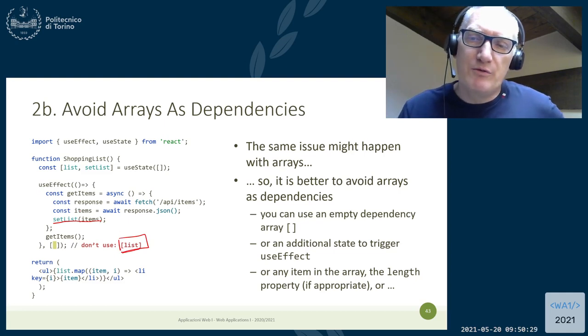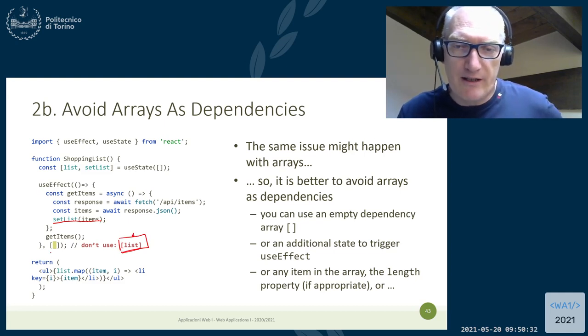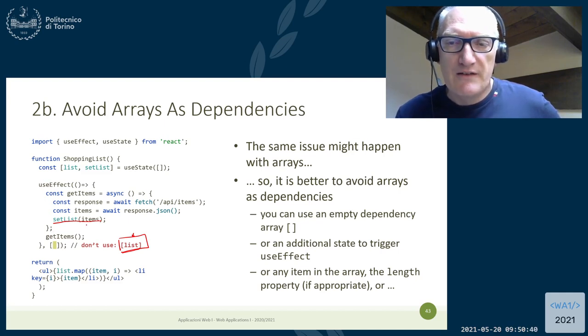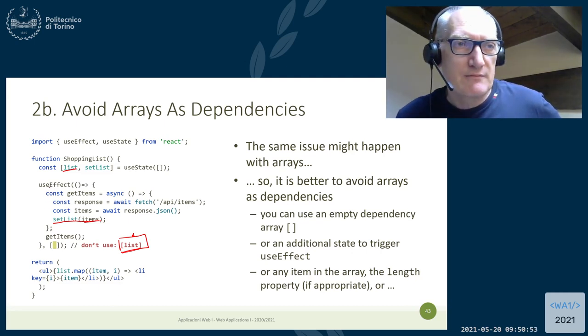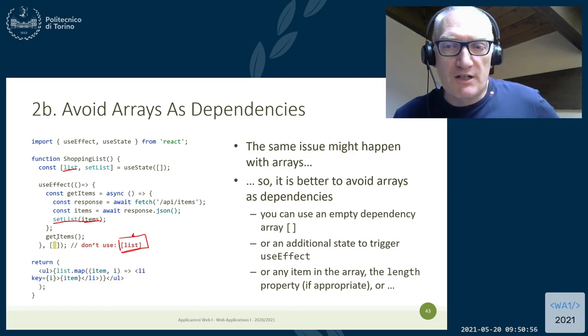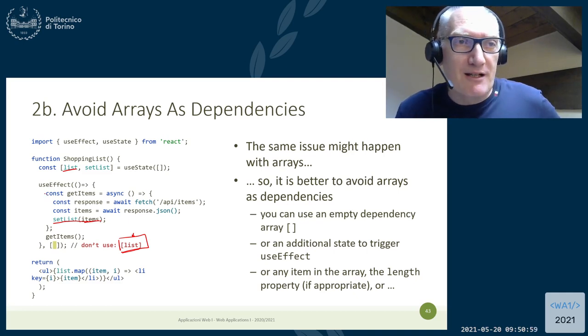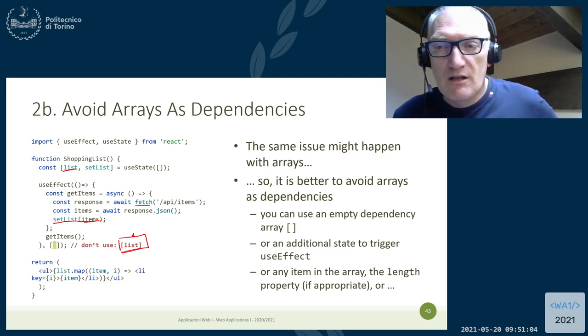Well, in this case, if I had this dependency written here, what I would have is a first run of the effect at the time of the component mount. The component mounts, then sets the list variable with the list of items. Okay, this will change the state, and with the new state, of course, we are retriggering the effect. We are refreshing basically this list, and we'll do a second fetch that will return, and this is the key point, the same data.